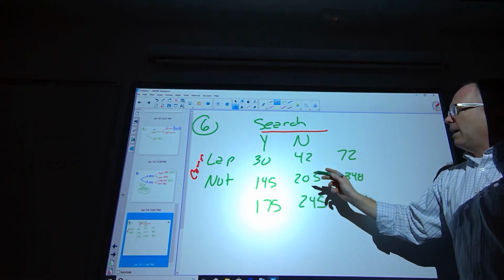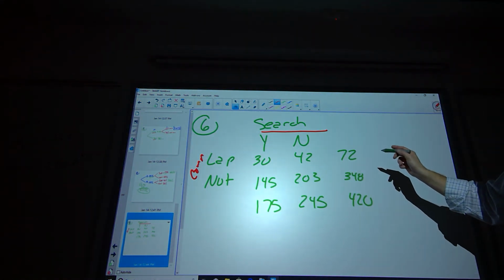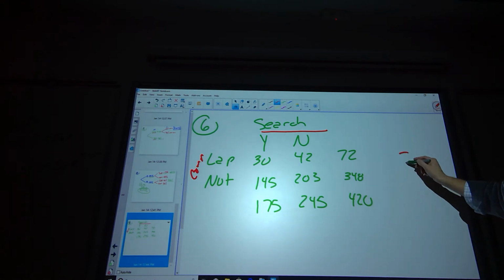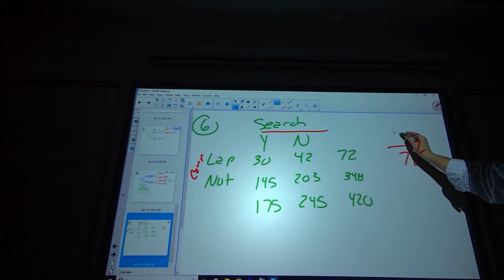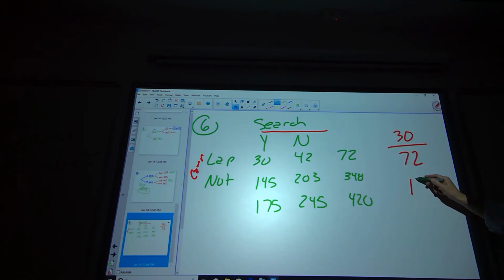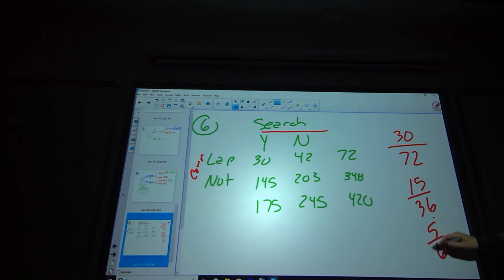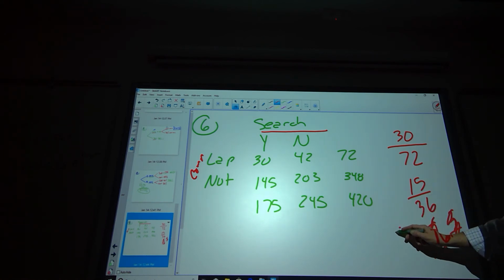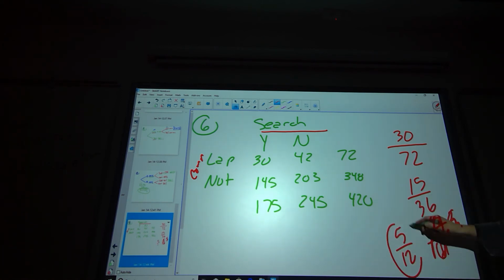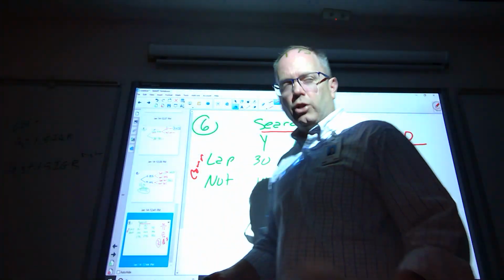So how many people had a laptop in our data? I think you said it first. You said it originally, 72. So you had 72 people with laptops. 30 out of 72, which would reduce to 15 over 36. Which then I could reduce that to, let's see, 3 goes in there, 5 out of 12. So less than half the time, somebody who has a laptop, who had it with them, got searched.